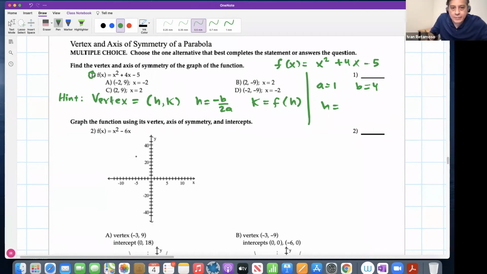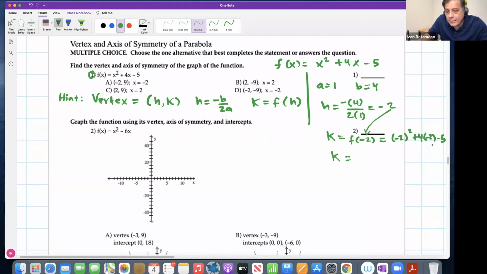Yeah, let's do it together because we're going to cover more. Applying our formula, h should be minus b, minus 4, over twice a, 2 times 1. But this is just minus 2, when you do the math. Therefore, k should be the evaluation of this quadratic function at -2, which is just -2 squared plus 4 times -2 minus 5. When you put this in the calculator, this is going to be 4 minus 8 minus 5, I think it's minus 9, right?